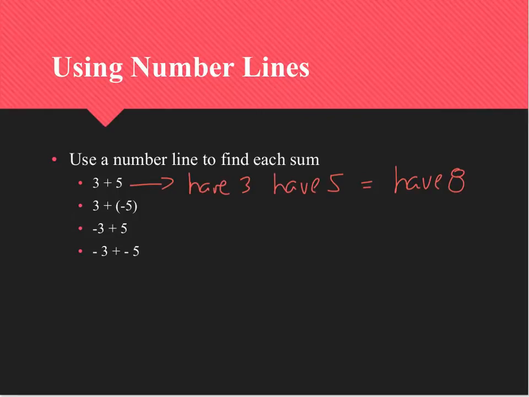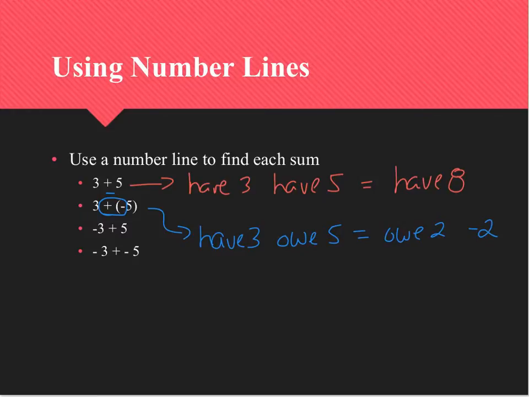In the second problem, you see that we have a positive sign and a negative sign next to each other. Those signs are different, so we're going to make them negative. So in this problem, we can say we have 3 and we owe, because of the negative sign, 5. Well, if you have $3 and you owe $5, you're going to end up owing $2, which is the answer of a negative 2.